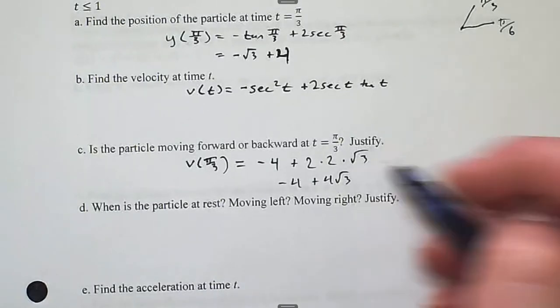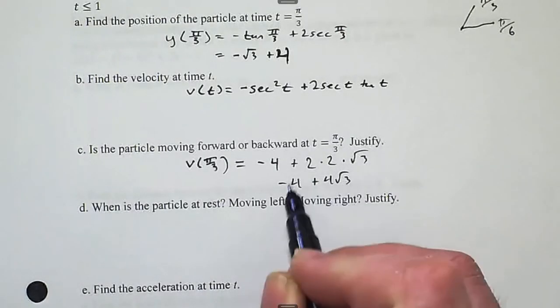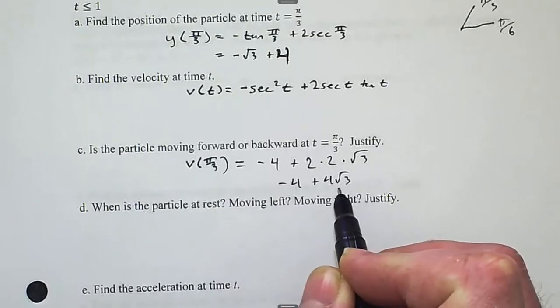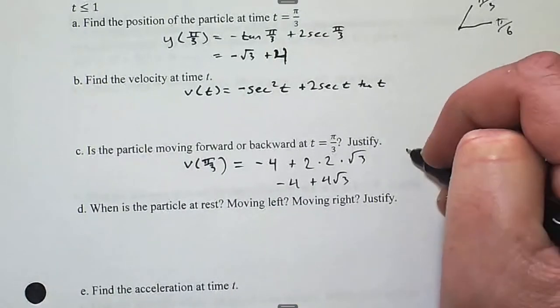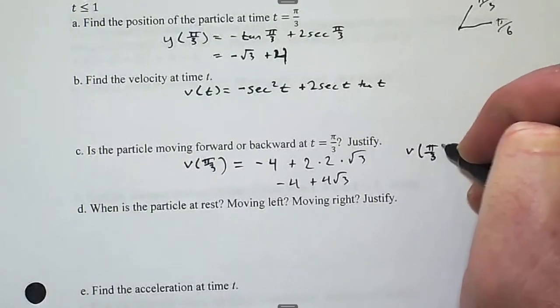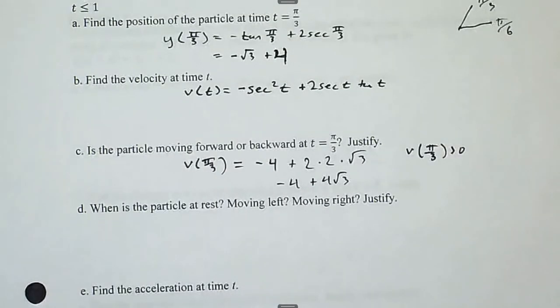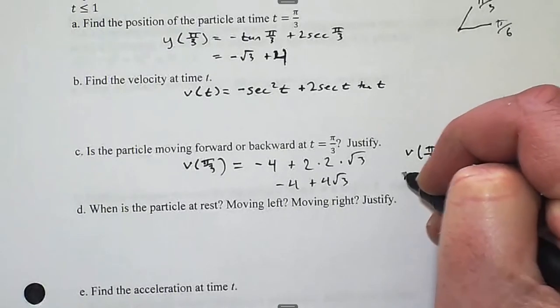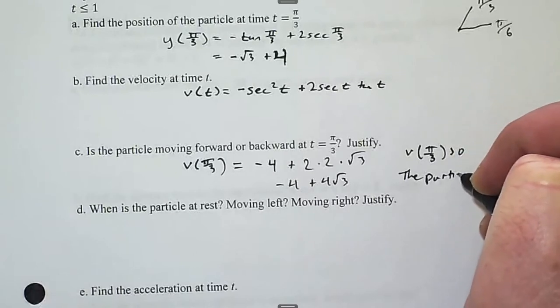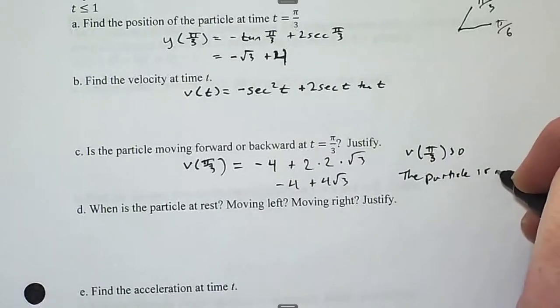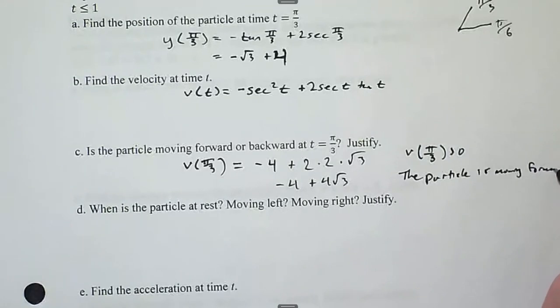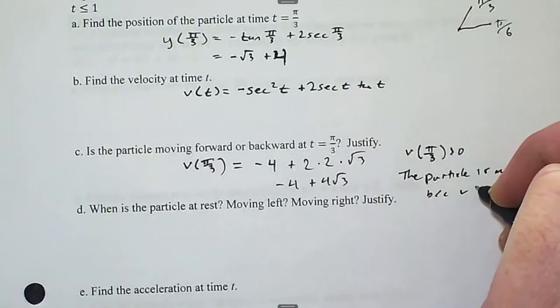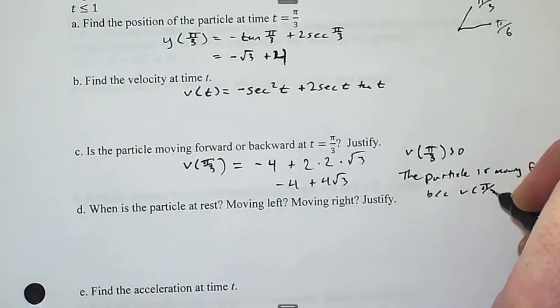Oh, but we're not done yet. We need to figure out if that's positive or negative. Well, 4 root 3 is bigger than 4. So the velocity at pi over 3 is positive. The square root of 3 is a number in between 1 and 2. So you multiply by a number that's bigger than 1 times 4, it becomes a bigger number. So the particle is moving forward. How do I know? Well, because velocity at pi over 3 is positive.